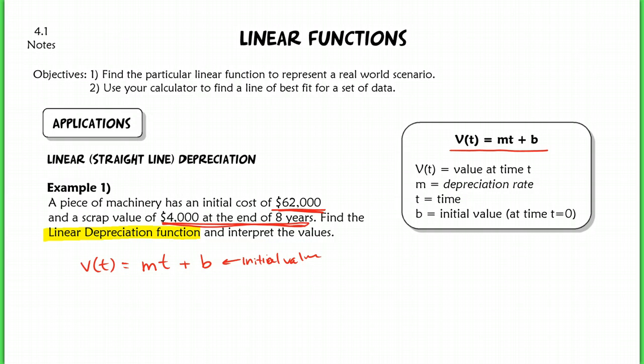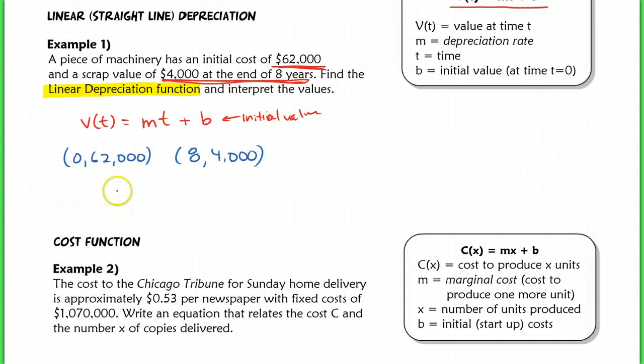So I know that I have actually two coordinates here. When time is 0, so when I first purchase it, it's worth $62,000. After 8 years, it is now worth only $4,000. So I'm going to find the slope between these 2 points, and after I calculate this, so 62,000 minus 4,000 over 0 minus 8, I end up with negative 7,250. So this is your slope. Really what this negative means is that you're decreasing in value.